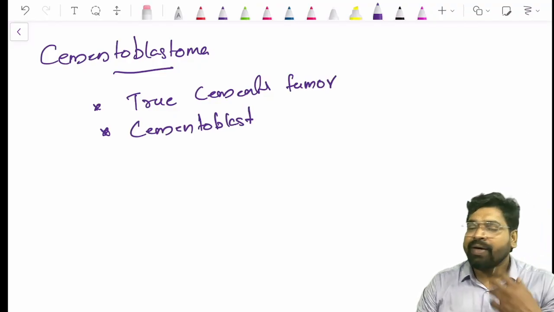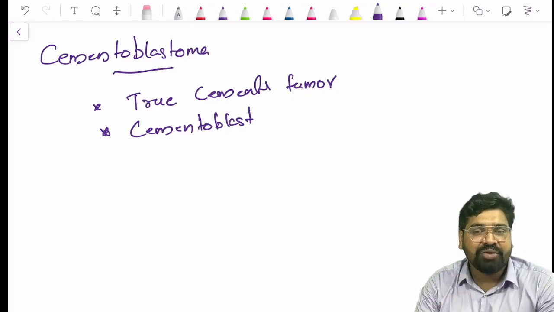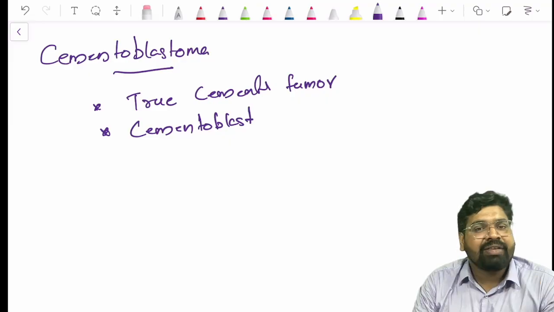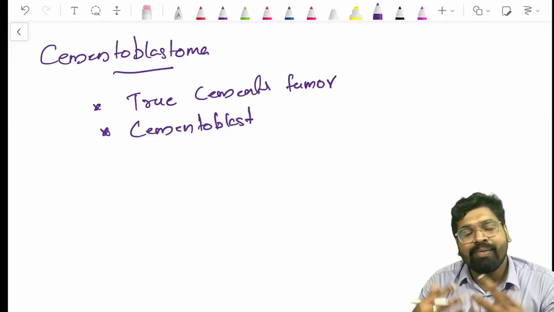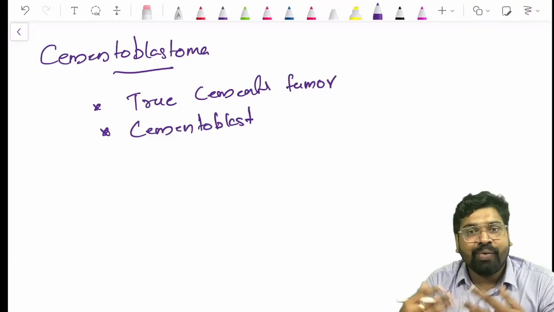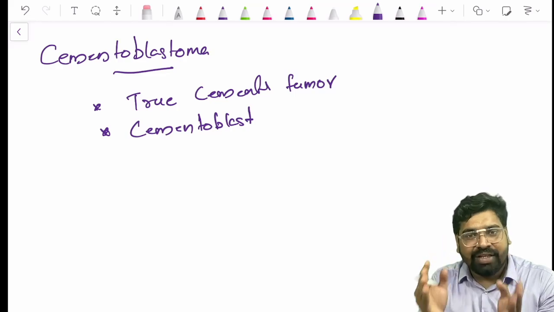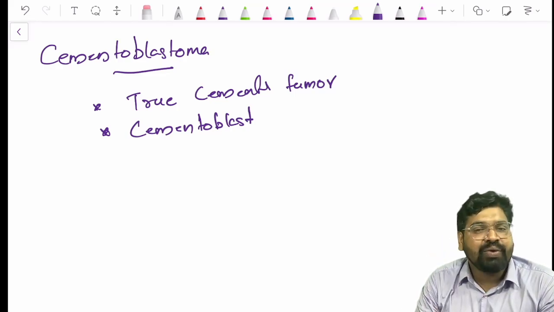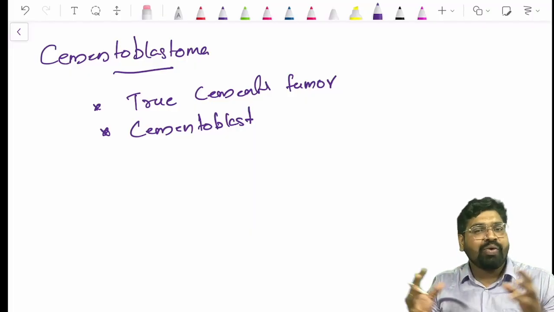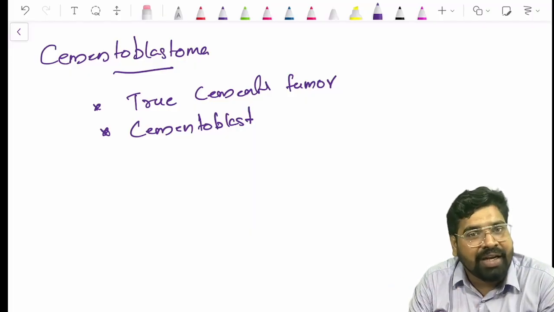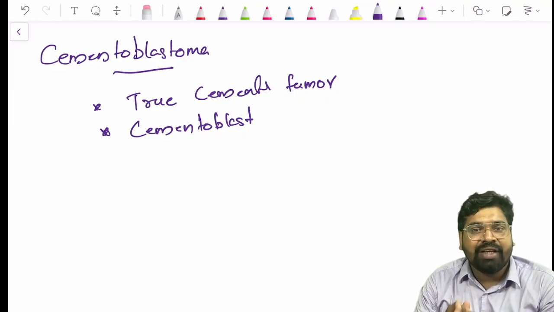Now you can imagine, what does a cementoblast do? It makes cementum, right? So what happens if this cementoblast gets a tumor? It will make more and more and more cementum. And you know that the cementum is along the roots of the tooth, and along the root of the tooth more and more cementum is deposited. So that is what is happening here.